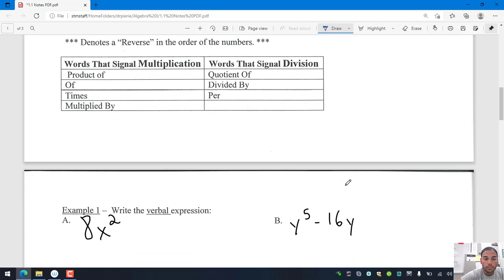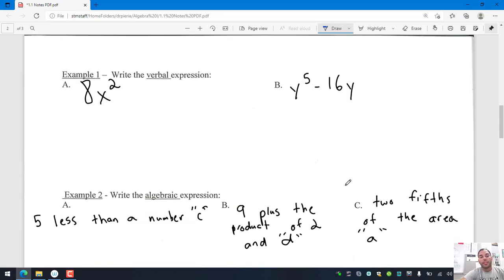The next thing we see here are some examples, and I wrote the questions already for you. Make sure in your notes you actually copy them down. Take a second and copy those. So example 1 is saying, I want you to write the verbal expression for each of these terms. Let's start with example A here. We see an 8, we see an x, and then we see a 2 that's a little bit higher than the x. We're going to write what this means in words. All we're doing is we're going to actually write out each of the steps.